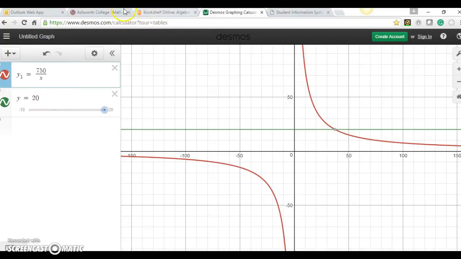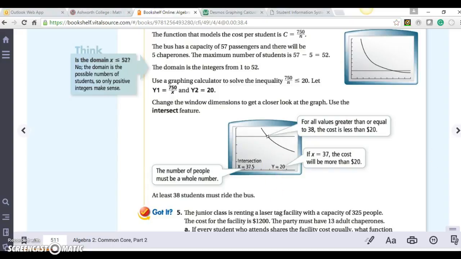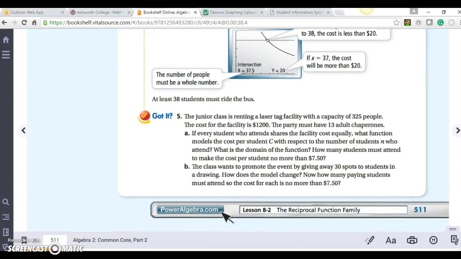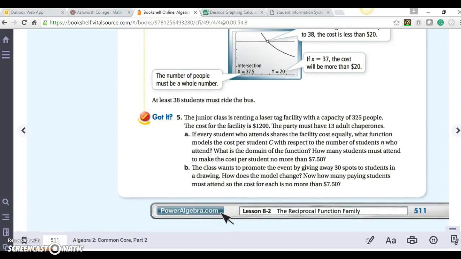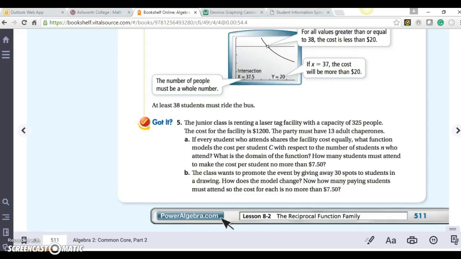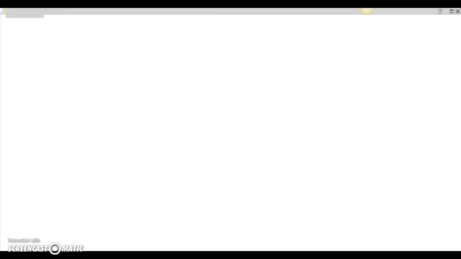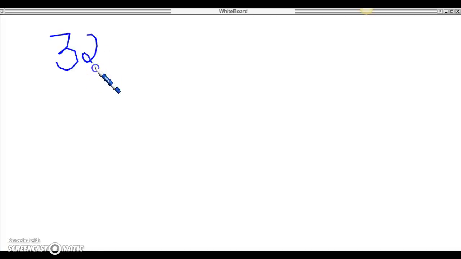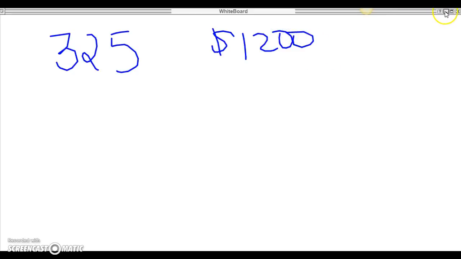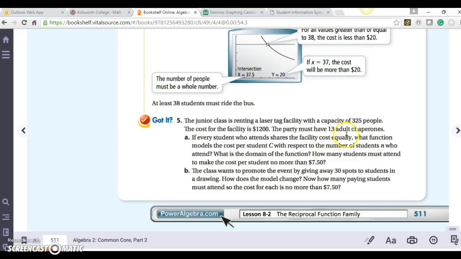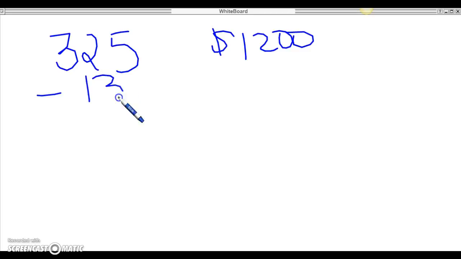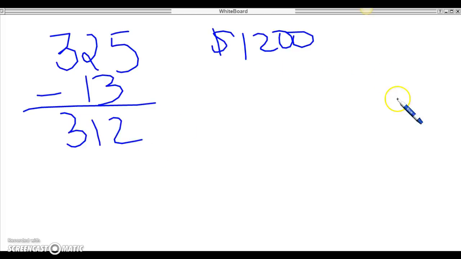Okay, let's look at the next one. It says the junior class is renting a laser tag facility with a capacity of 325 people. The cost for the facility is $1,200. So let's write some of this stuff down. I know that I have 325 people and the cost is $1,200. The party must have 13 adult chaperones. So let's go ahead and take care of that. I know that 13 of those people are chaperones.